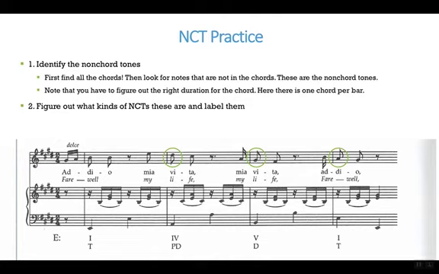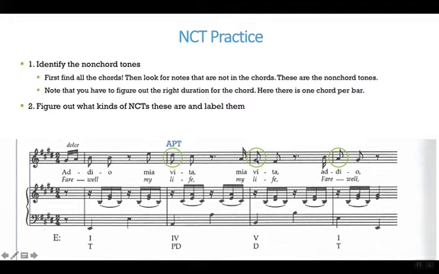Number 2, figure out what kinds of non-chord tones these are and label them. The first one, I just told you what it was, but it's a non-chord tone. It's accented relative to where it's going to and where it came from. It's all going in one direction and it's stepwise. So which kind is it? Accented passing tone.